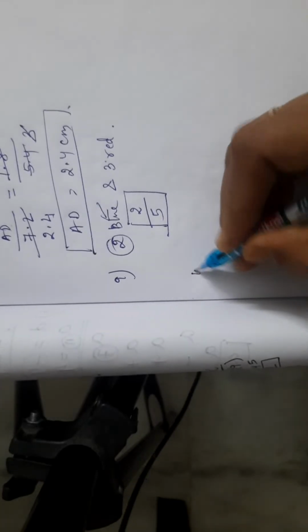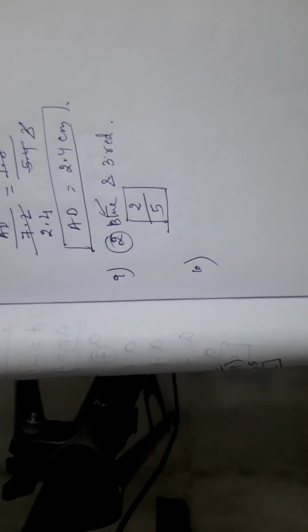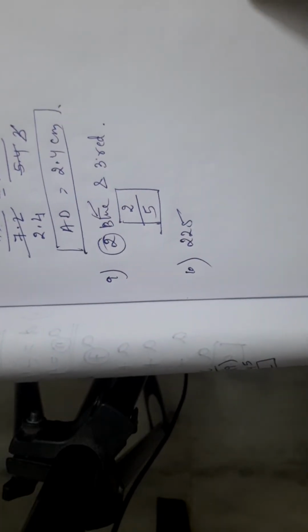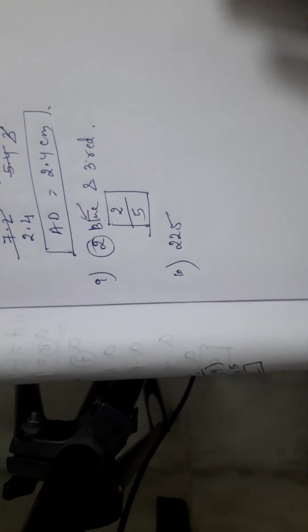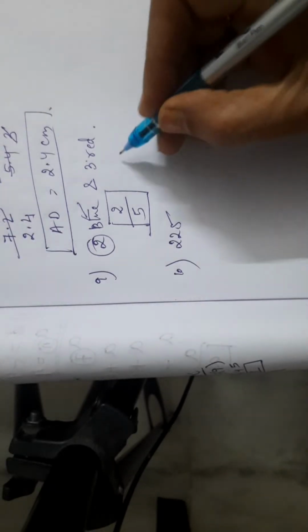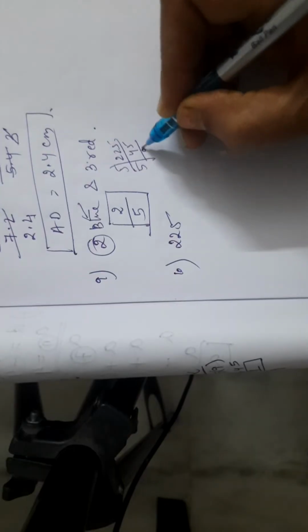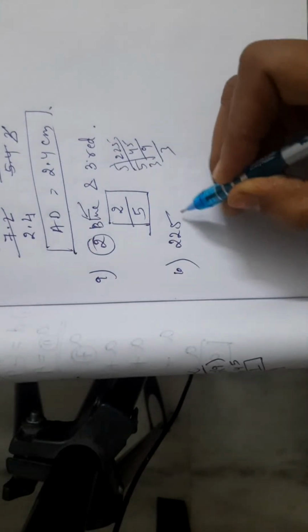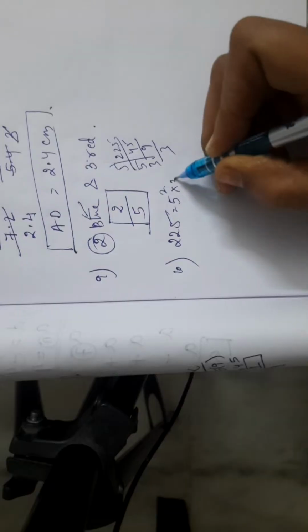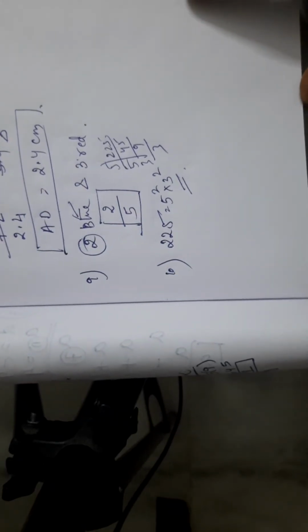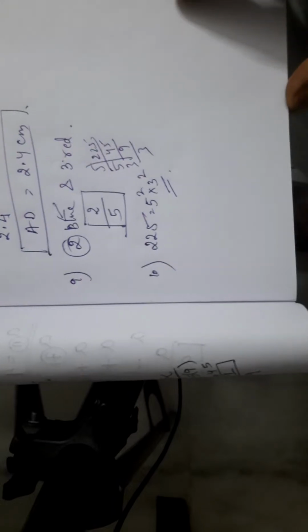Now the next question. 225 can be expressed in its prime factorization form. So we need to find the prime factors of 225. This will be in the form of 5 square, 3 square. So the correct answer is 5 raised to 2 and 3 raised to 2.